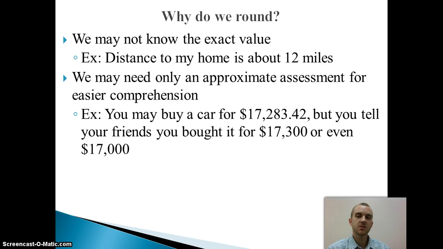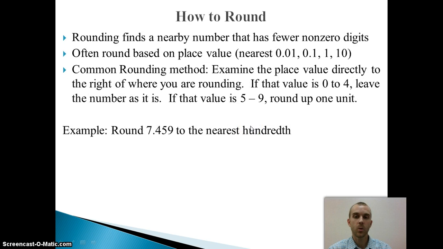Also, it's easier to understand an approximate value or rounded value than it is often to understand the exact value. For example, if I buy a car, it'd be much easier to tell someone I paid $17,000 or even $17,300 than it would be to say that I paid $17,283.42. And that's hard for me to remember as well. When I round, I'm going to be looking for a number that's nearby with fewer non-zero digits.